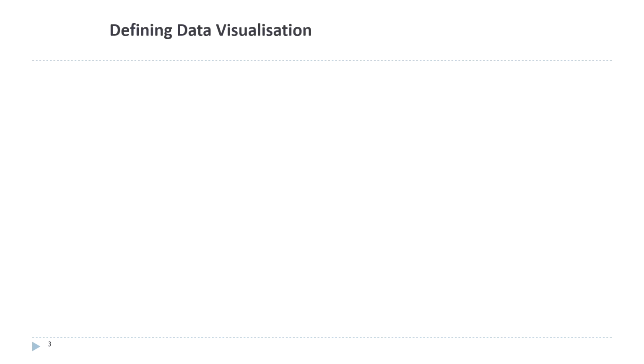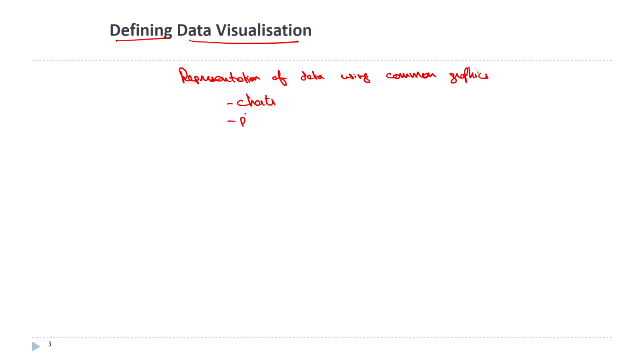Let me start with the definition. By definition, data visualization is only a representation of data using common graphics. These graphics would be charts, plots, tables, infographics, or anything like even animations.